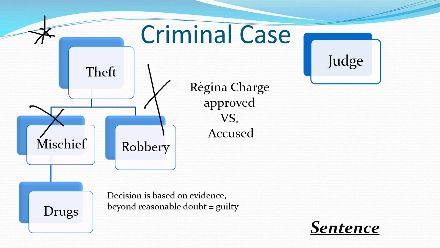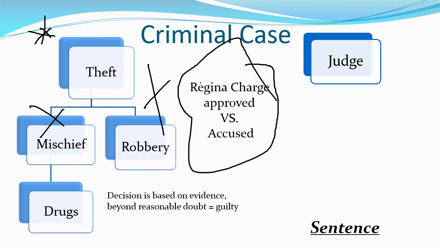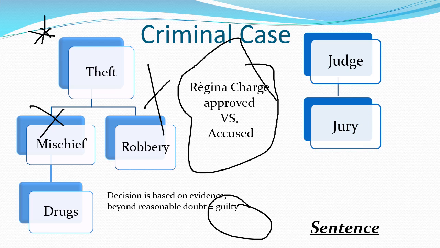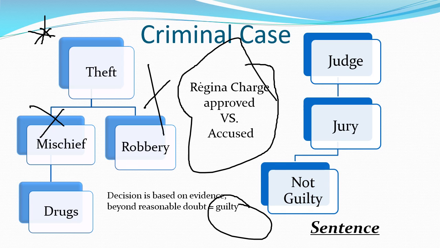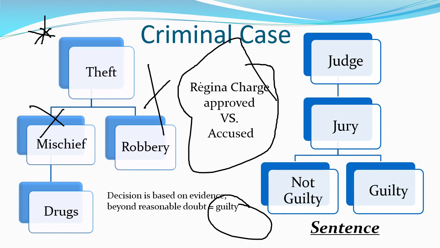After that's established, it's going to be the Regina charge approved versus the accused. So that's going to be one of the main things as well. Excuse my sloppy drawing. That's going to be another one of the main things here. So after that is stated, the decision is going to be based on evidence, and it has to be beyond reasonable doubt. That means that there has to be no ifs or buts about it, that the person is guilty. After that, it will fall to a judge and then a jury, and they will decide if the person is guilty or not guilty, and then the sentence will come out after. This is in a criminal case.